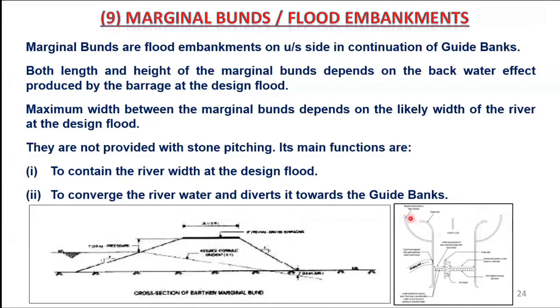Now come to how much should be the width between the marginal bunds. How can we compute it? The width of the river is a function of the discharge. As the discharge increases, the width of the river increases, and in flood days its width becomes too much. This barrage is designed on a particular value of the flood, which we call the design flood. So whatever the width of the river on the design flood, we have to keep that width or gap between these two marginal bunds. Could you follow it?